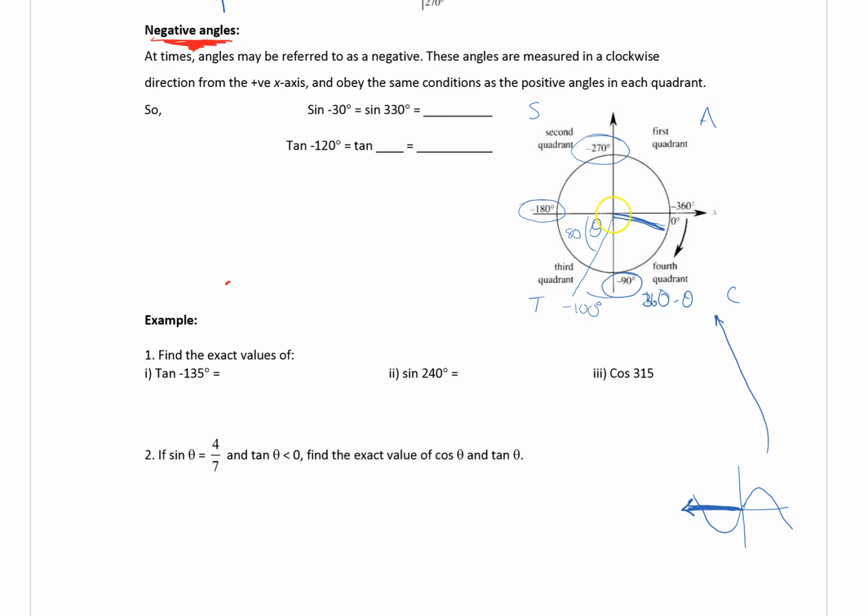When we're around over here, for example, we might be talking about negative 200, which means I've now gone an additional 20 degrees. But that's fine because in this quadrant, this theta, or this value here, is the same as the acute angle.